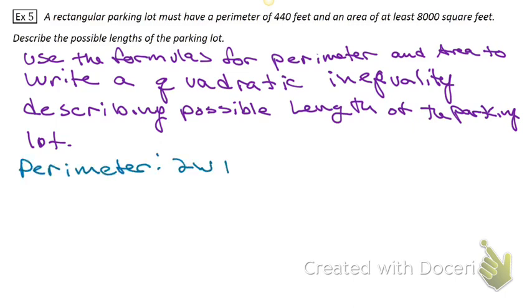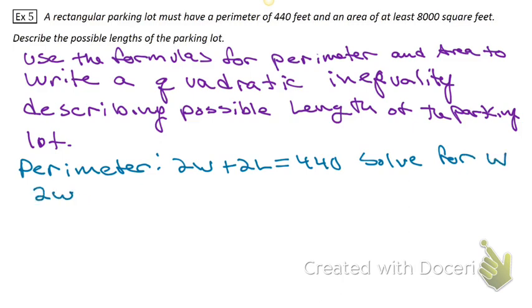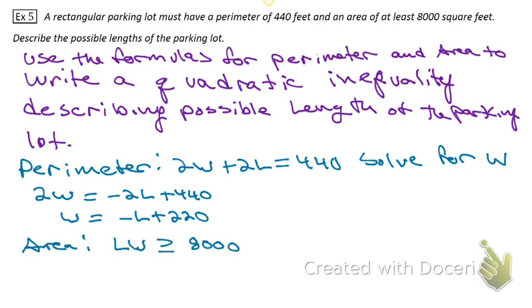So your perimeter is 2W plus 2L, which equals 440 feet. So you want to solve for W. So you're writing the width in terms of the length. Then the area is length times width. But I only want to have one variable in there, which is L. So I'm going to plug in place of W what I solved for in the perimeter formula, which was negative L plus 220.